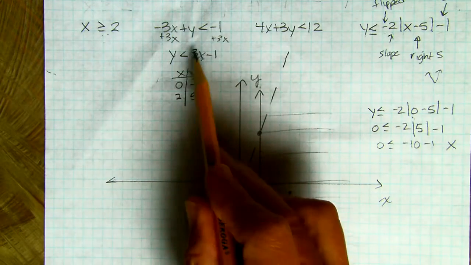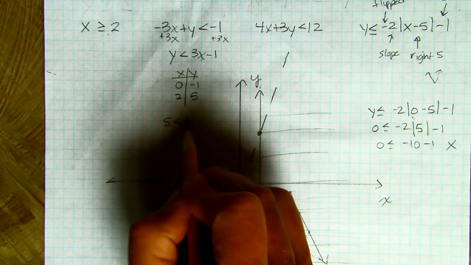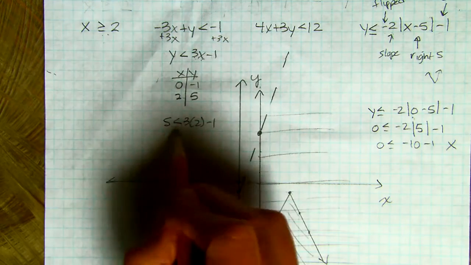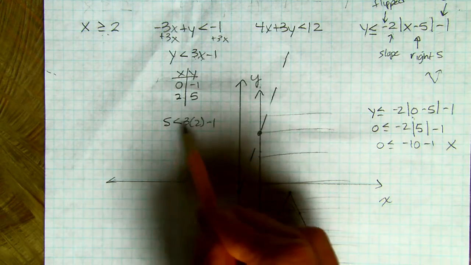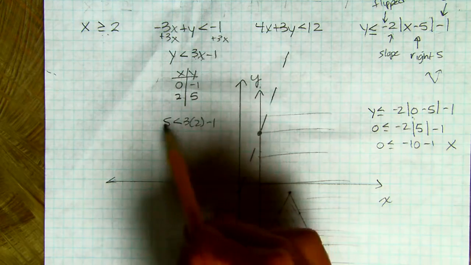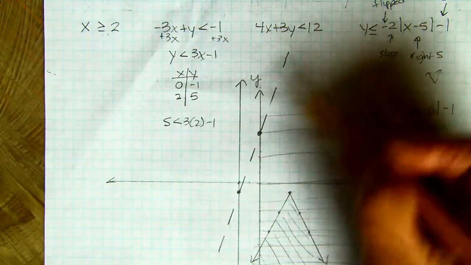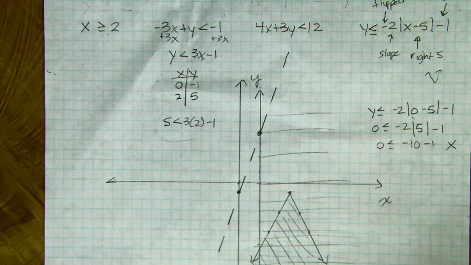Like if I picked 2, 5, if I said y is 5 is less than 3 times 2 minus 1, that's not true. It's not less. 5 is not less than 5. So that's why, if it was equal to, that point would count. It's not equal to, so that's why it's dashed. No points on this line would make this true.